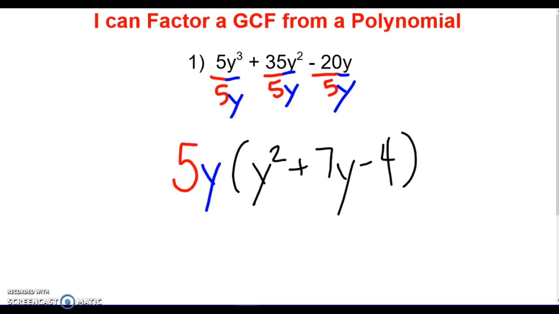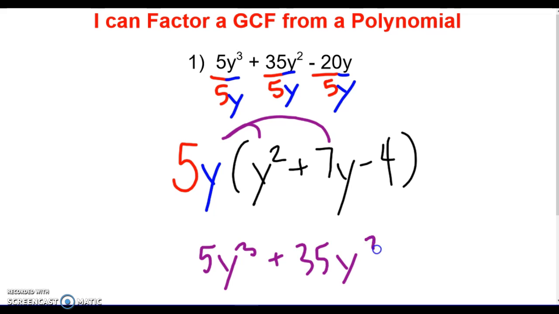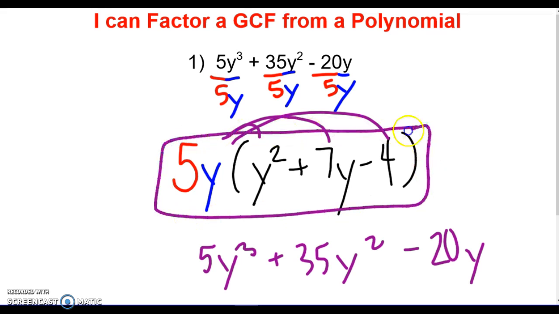And you might get a question going the other way. If I multiply it back through, 5y to the third plus 35y squared minus 20y, does that get me back to where I started? It does. So this was ultimately what you were looking for, but it's a good skill to be able to go back and check your answer.